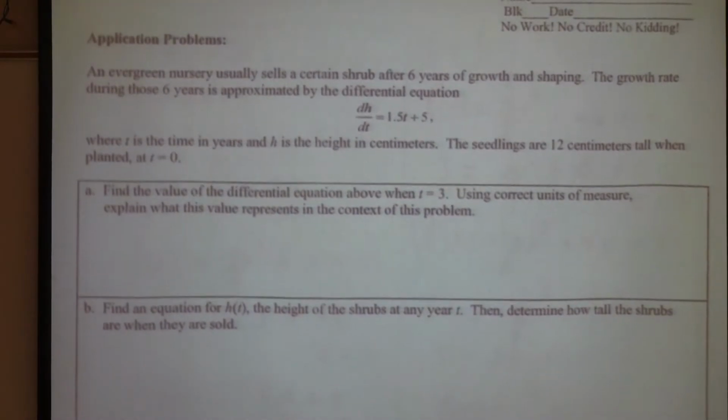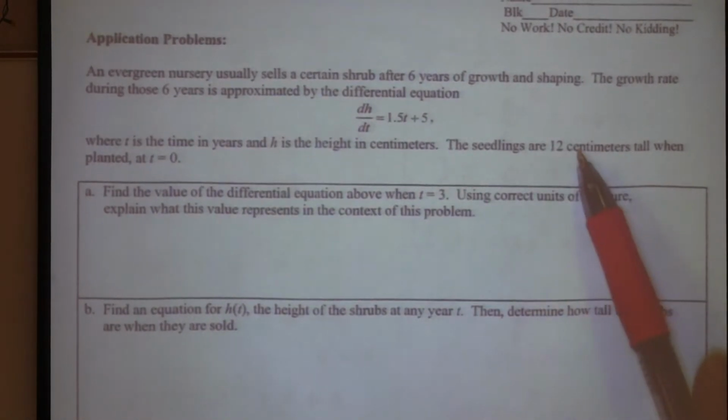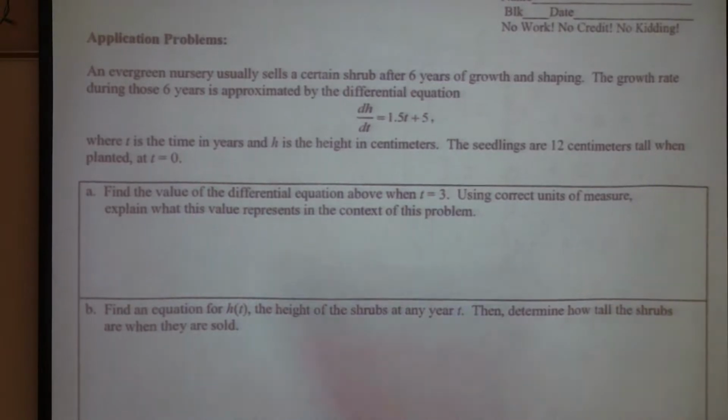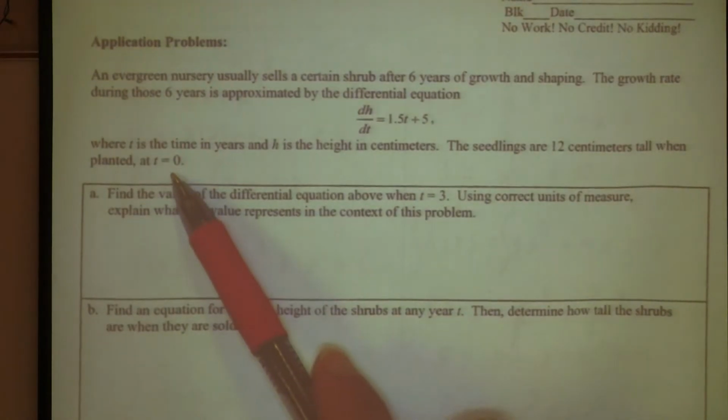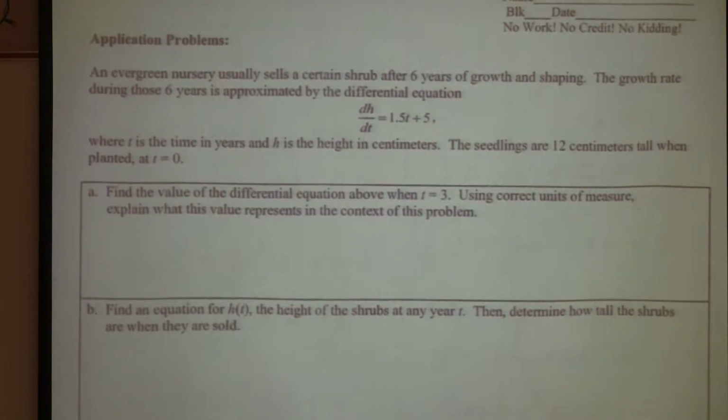What else do we know? The seedlings are 12 centimeters tall when planted at t equals 0. So that's the starting height from when they start using this equation to represent the rate at which it's growing. Initially the height of those seedlings is 12 centimeters. That's good information to know.